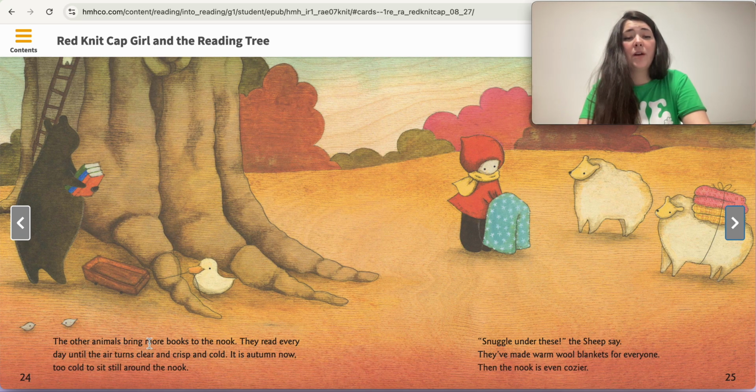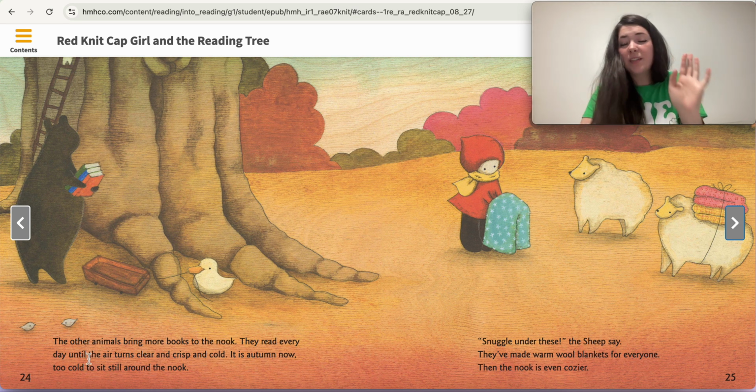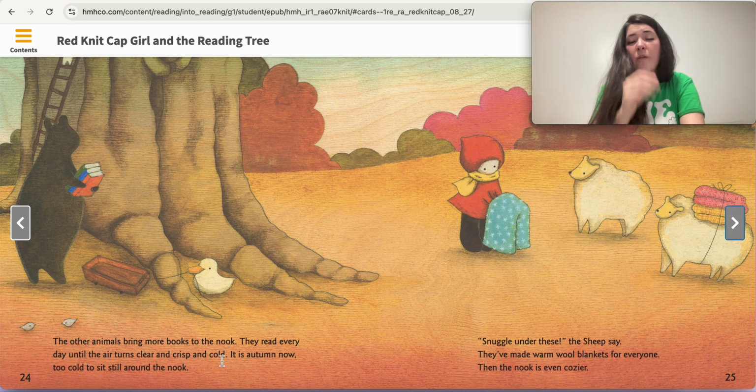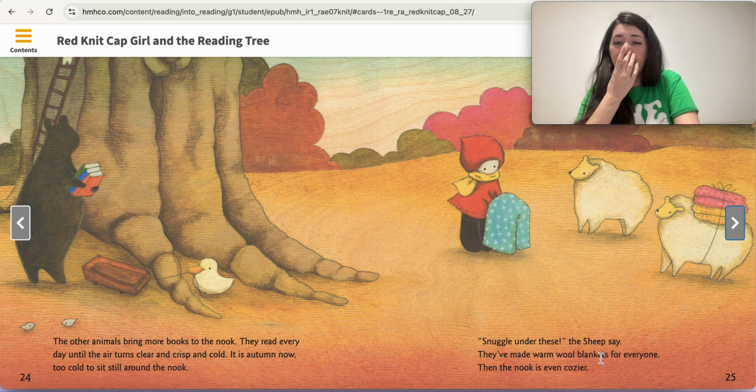The other animals bring more books to the nook. They read every day until the air turns clear and crisp and cold. It is autumn now, too cold to sit still around the nook. Snuggle under these, the sheep say. They've made warm wool blankets for everyone. Then the nook is even cozier.